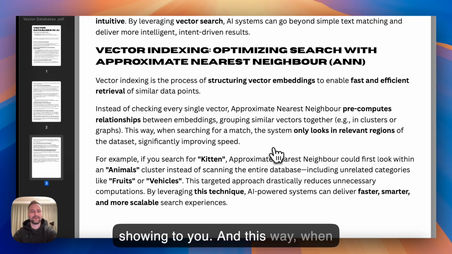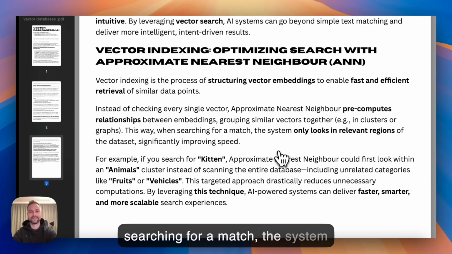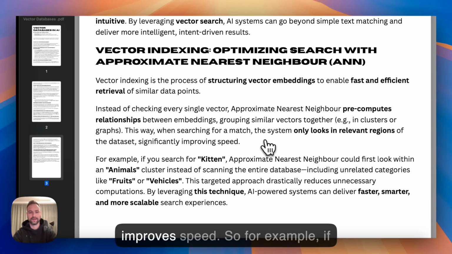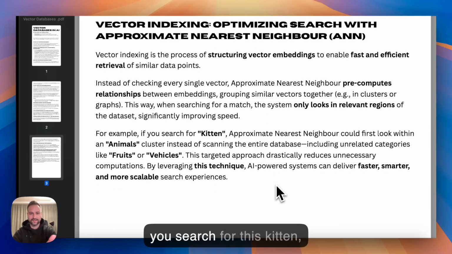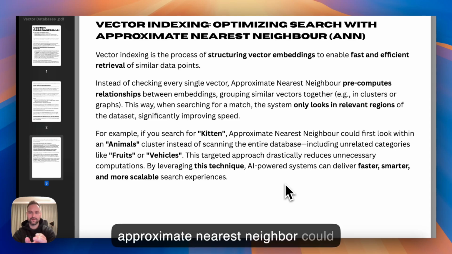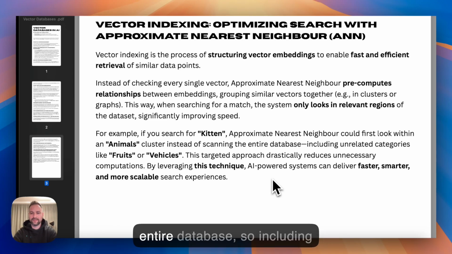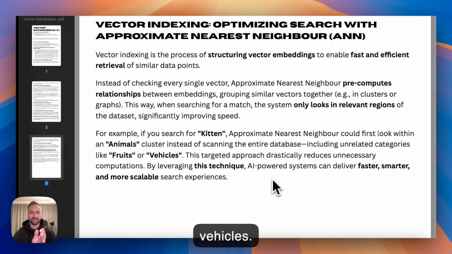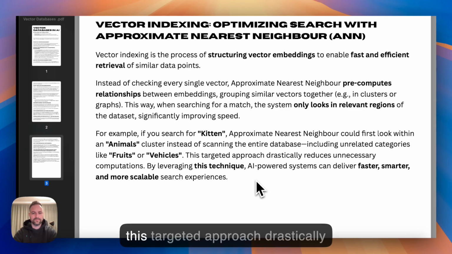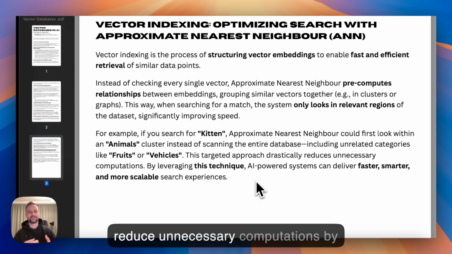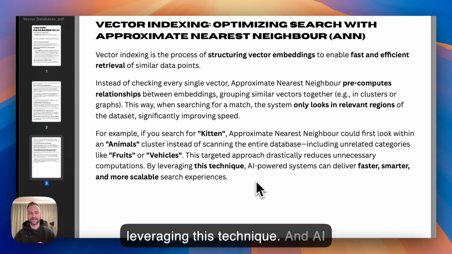This way, when searching for a match, the system only looks in the relevant region of the dataset, and that significantly improves speed, right? For example, if you search for this kitten, approximate nearest neighbor could first look within an animals cluster, instead of scanning the entire database, including unrelated categories like fruits and vehicles. This targeted approach drastically reduces unnecessary computations. By leveraging this technique, AI systems can deliver faster, smarter, and more scalable search experiences.